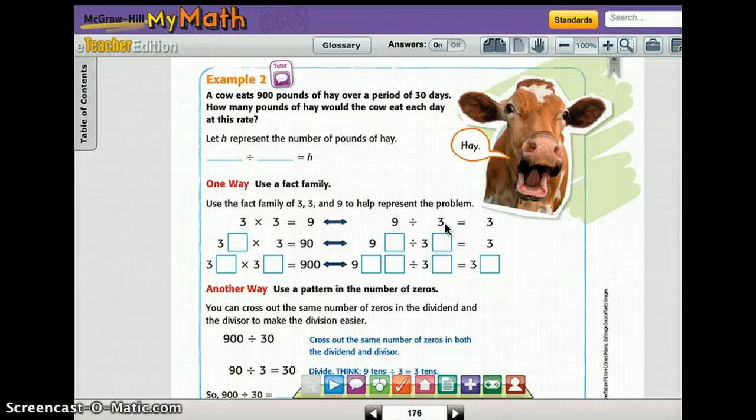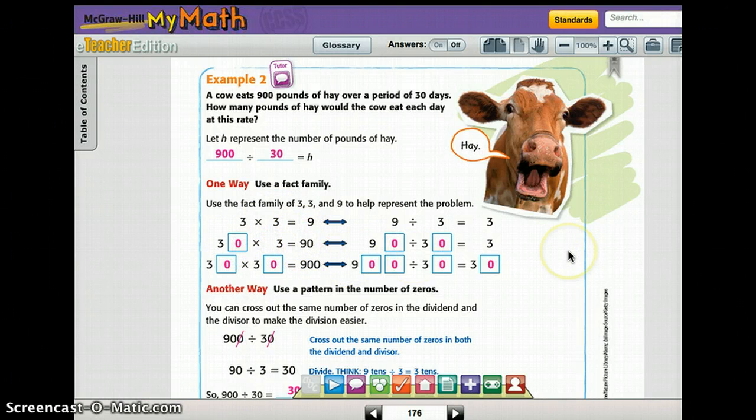In the same way, I'm going to turn the answers on, we know that 30 times 3 is 90. 90 divided by 30 is 3. And same thing with 30 times 30 would be 900, and so 900 divided by 30 would be 30. This is what we talked about earlier with multiplying multiples of 10. We know 3 times 3 is 9, and we just put that 0 on the end.